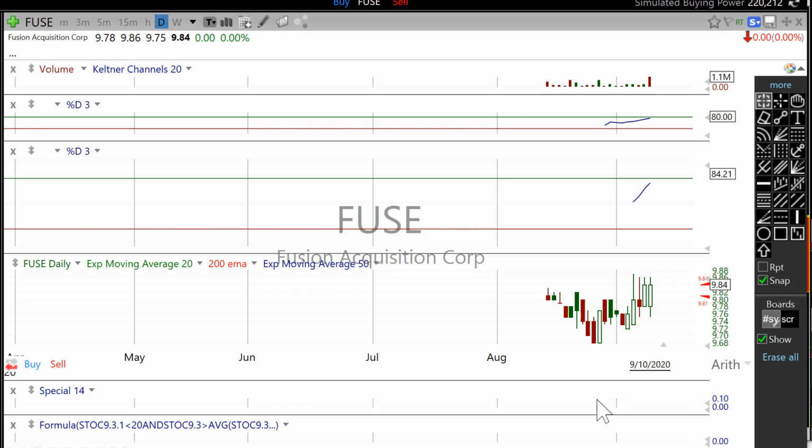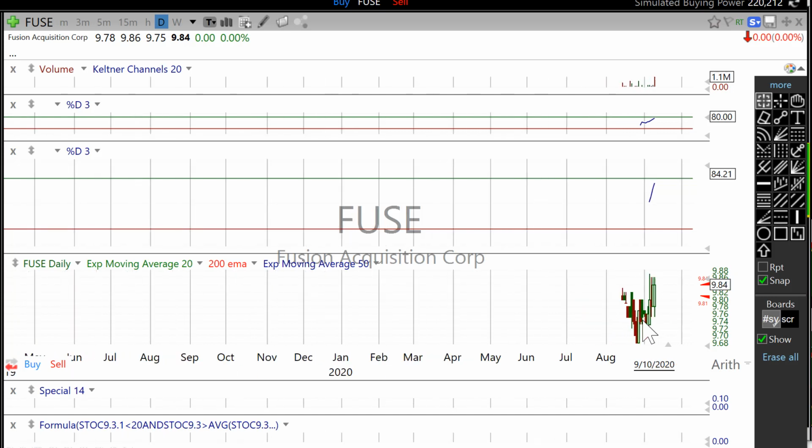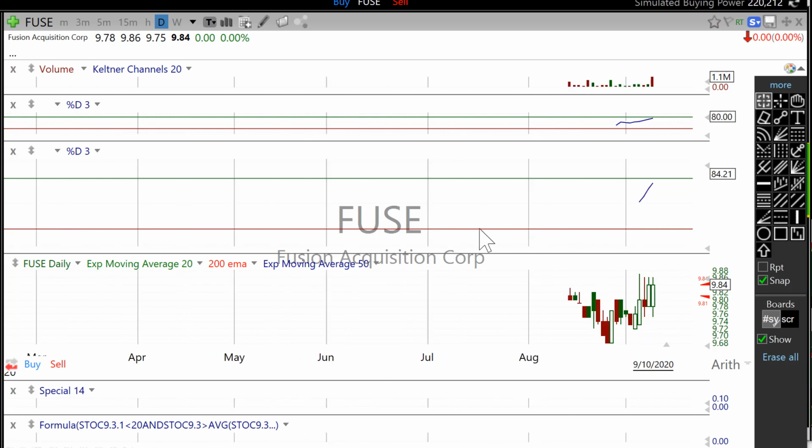So Fusion acquisition. I don't know how these popped up on my screen, but I'm writing these down. This is crazy. I mean, this is like someone just like, hey Johnny, look at these stocks. I'm putting them on it. Look at these stocks. Wow, new IPOs. FUSE. Fusion acquisition. I mean, if they're right around that $10 level, all right.